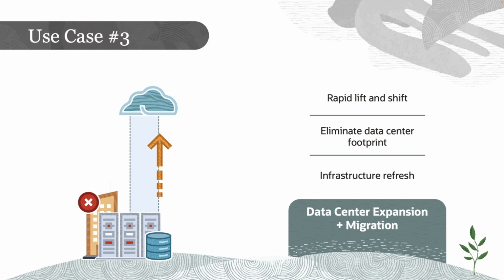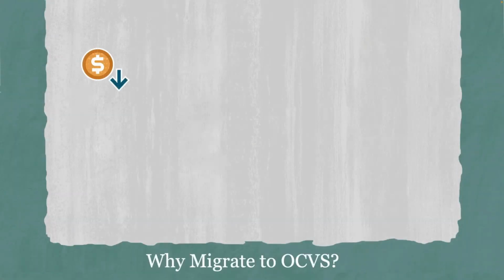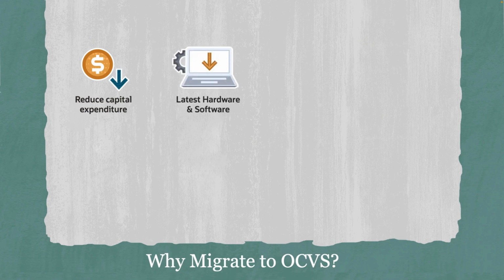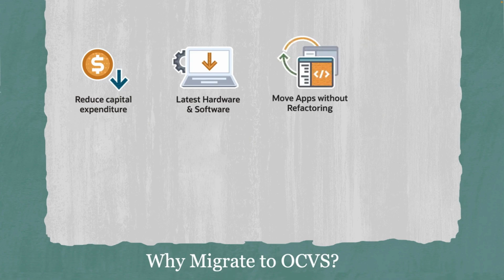And in this way, the source data center could be eliminated and an infrastructure refresh could be completed as quickly as possible. What are the main reasons to migrate into OCVS? It reduces capital expenditure. You are no longer required to own a data center or purchase any hardware. With OCVS, you are using the latest hardware and the latest VMware software stack for hosting your apps. OCVS uses an SDDC platform, so you can quickly move the apps without any refactoring.